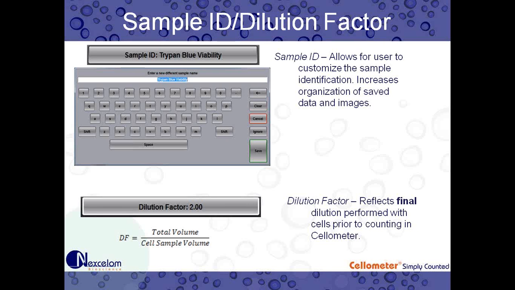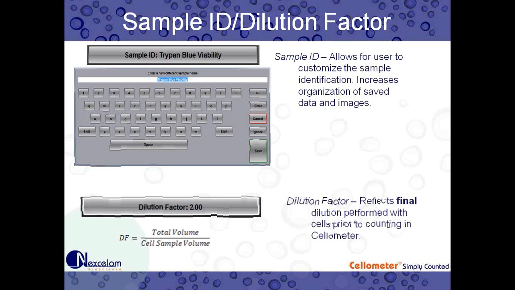And the dilution factor you put in reflects the final dilution performed with the cells prior to counting in the Cellometer. We have a quick cheat sheet of how to calculate the dilution factor, which is the total volume over the cell sample volume. In the Trypan Blue experiment, the cells are typically stained 1-to-1 with their Trypan. Therefore, if you stain 10 microliters of cells with 10 microliters of Trypan Blue, your total volume is 20, and the dilution factor is 20 microliters divided by 10 microliters, which is 2.